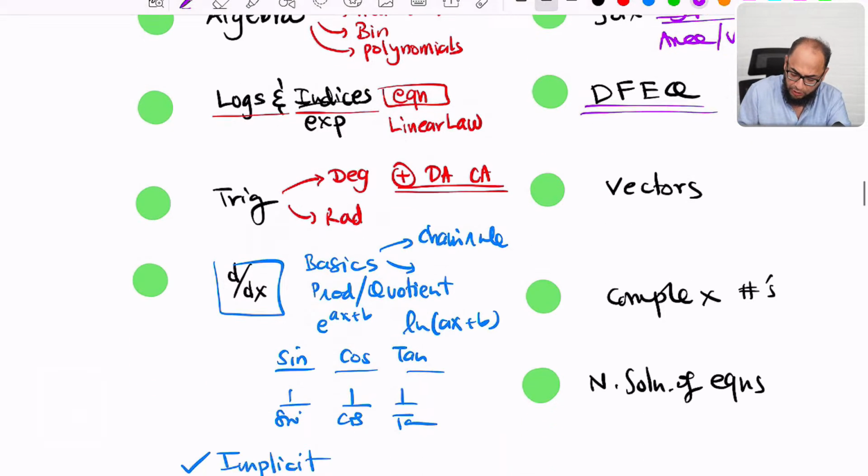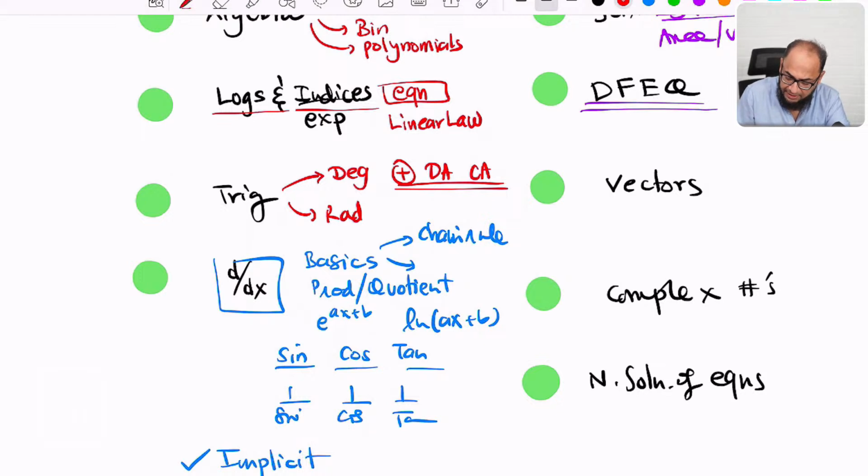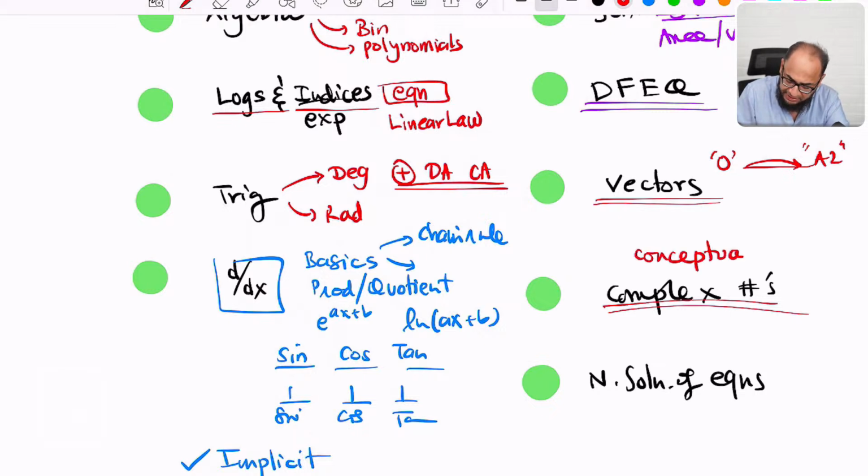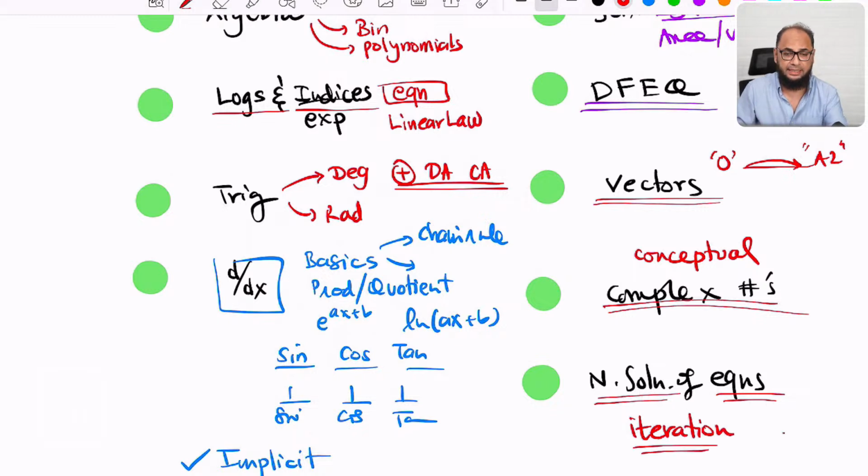Differential equations, we'll look at the problem and then we'll decide. Vectors, basically after O levels, it's directly to A2. So we connect the idea from O level maths all the way to A2. There used to be vectors in AS level, but after the 2020 syllabus, it's gone. Complex numbers, it's not that complex. It's very, very conceptual, as you will see right now. Numerical solution of equations, it's also popularly known by the name iteration. So now just a brief overview of what we are expecting to see.